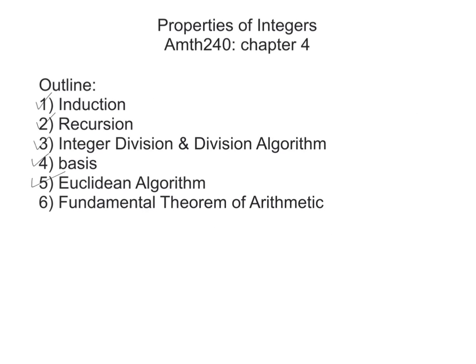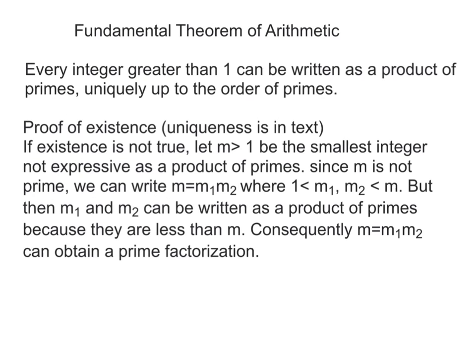Now that we've completed the Euclidean algorithm, one last topic is the fundamental theorem of arithmetic. This is something you've known since elementary school, but it basically tells us that every integer greater than 1 can be written as a product of primes uniquely up to the order of the primes. So basically it just tells you every number has a prime factorization, and that prime factorization is unique. There's a proof of existence. Uniqueness is in the text. Here's the proof of existence.